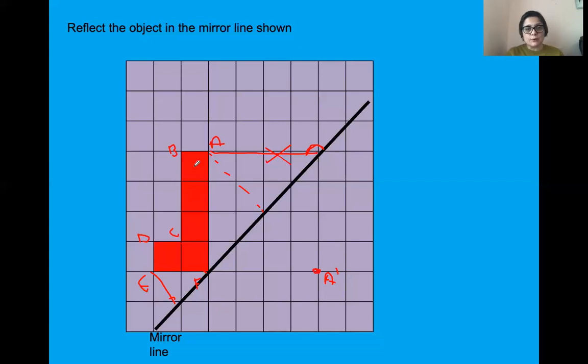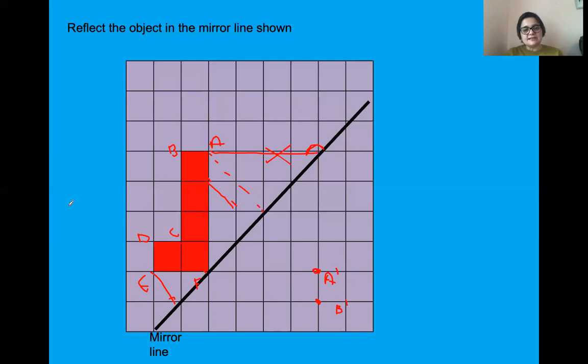B dash is 1, 2, 2.5 diagonals away. I call it the diagonal of a square, just to clarify. So it is 1, 2, and then a half from the mirror line. So the B dash is going to be 2 diagonals and a half from the mirror line. So we have a half here already. So half, 1.5 to here, and 2.5. So the B dash is going to be right there, B dash.